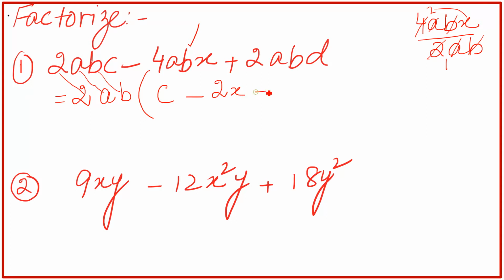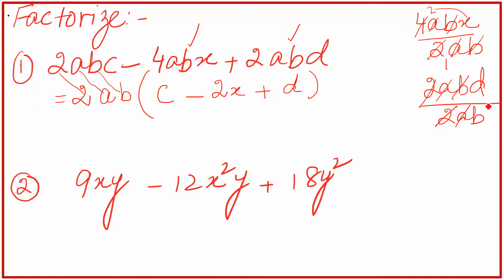And then is the positive sign. 2 is a common, AB, only D is left. But again, if you have some problem, what you have to do is write 2abd in the numerator, and whatever we have taken as a common, 2ab, you write in the denominator. These two will cancel out. AB, only d is there. So this is the answer. This is the simplest factorization.